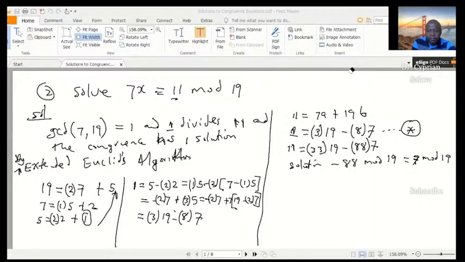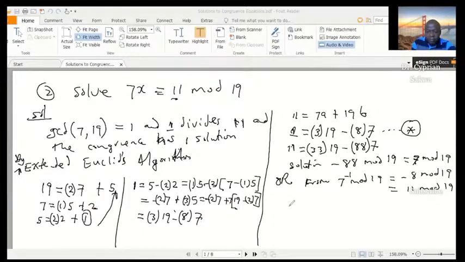Okay, so that's how we use Euclid's algorithm. Or if you want, from star, you may want to find the inverse, because this is the equation that gives the inverse. From star, you can have the inverse of 7 as negative 8. The inverse of 7 mod 19, you can have it as negative 8 mod 19.